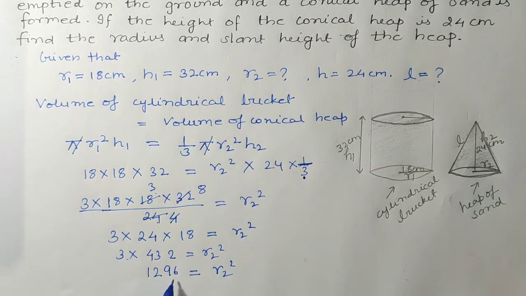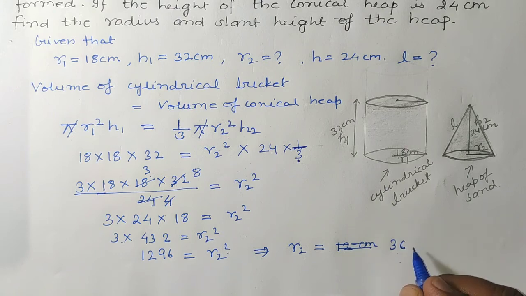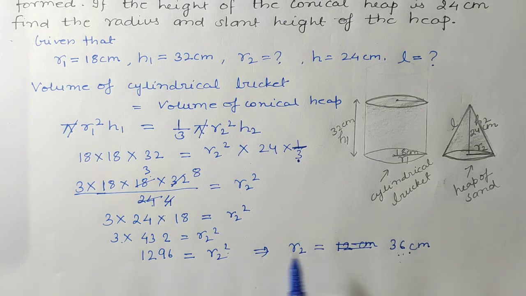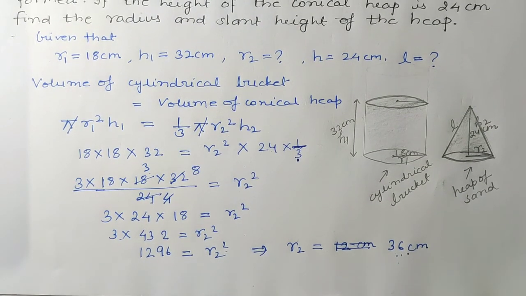Okay students, and 1296 is the square of, means when you take the square root of both of the sides, what you will get, R2 is equal to 36 centimeter. Okay, when you take the square root of both of the sides, you will get the value of R2 is 36 centimeter. 36, the square of 36 is 1296. Okay students, so after this step you have to take the square root of both of the sides, so that you will get your answer. So the radius of this conical heap is 36 centimeter.